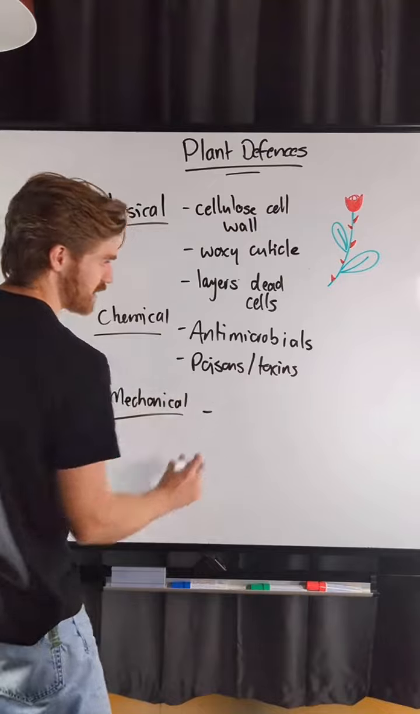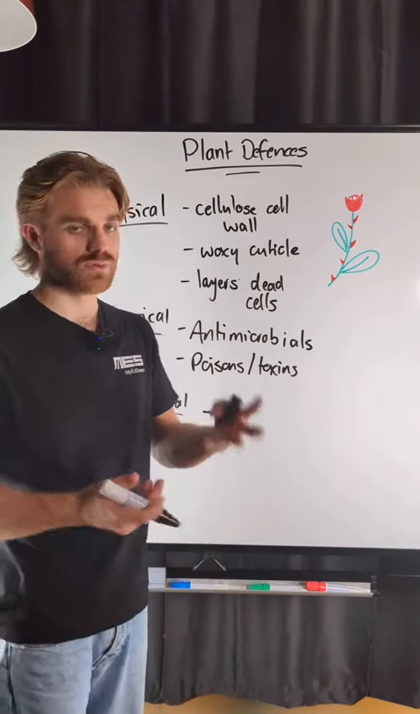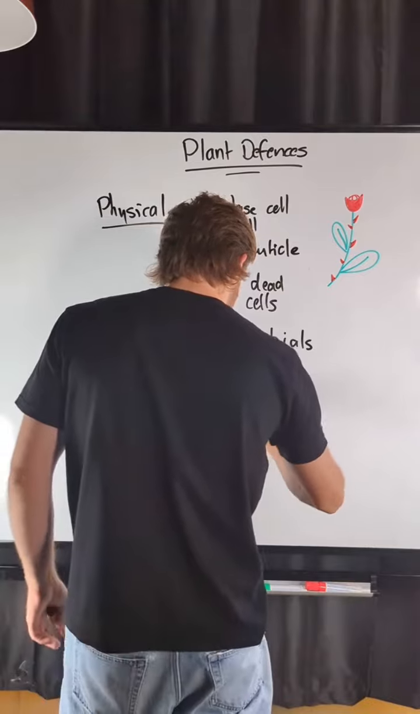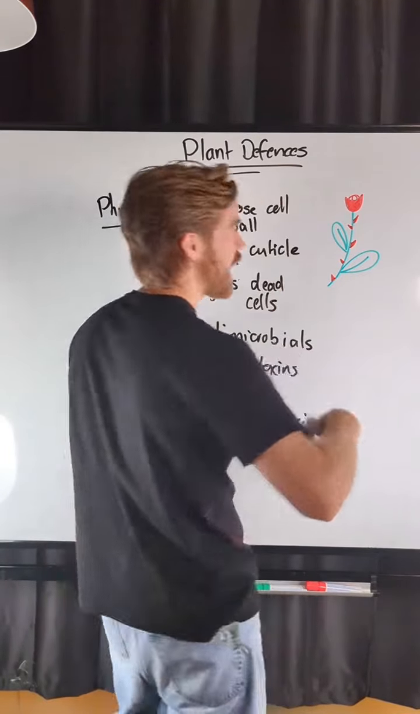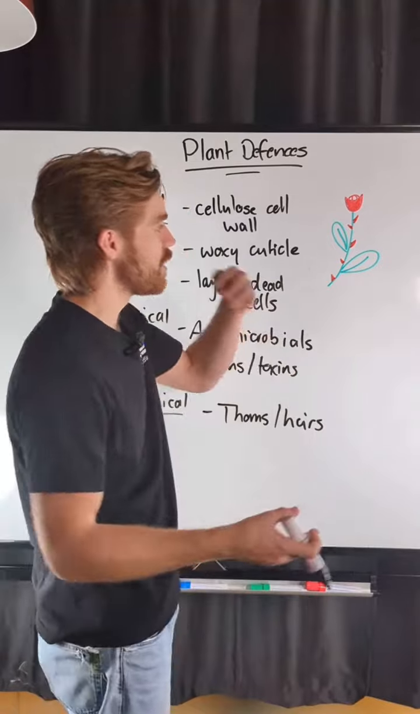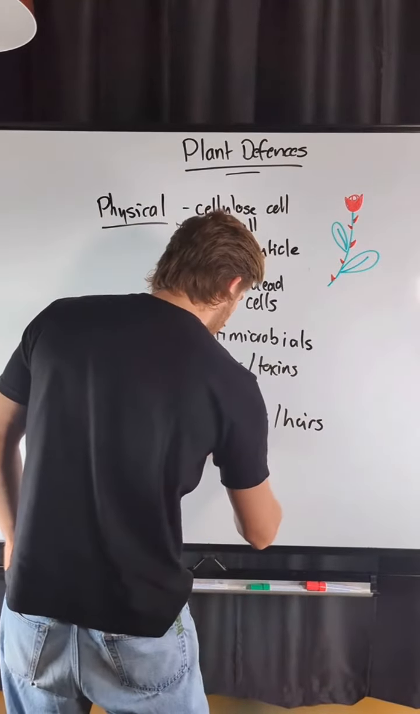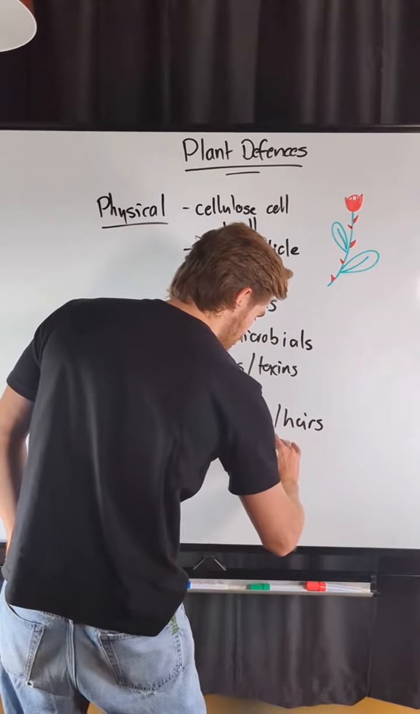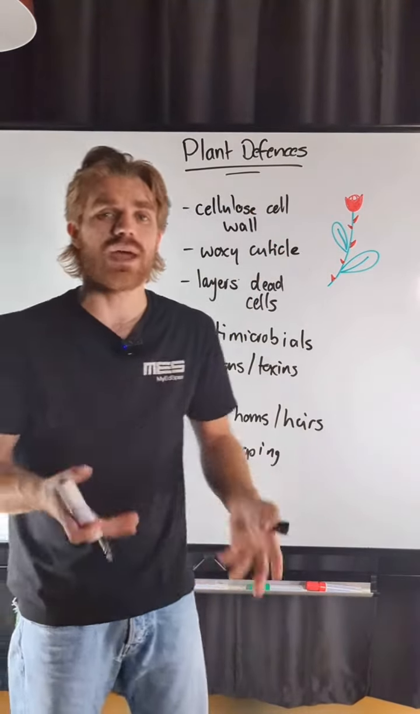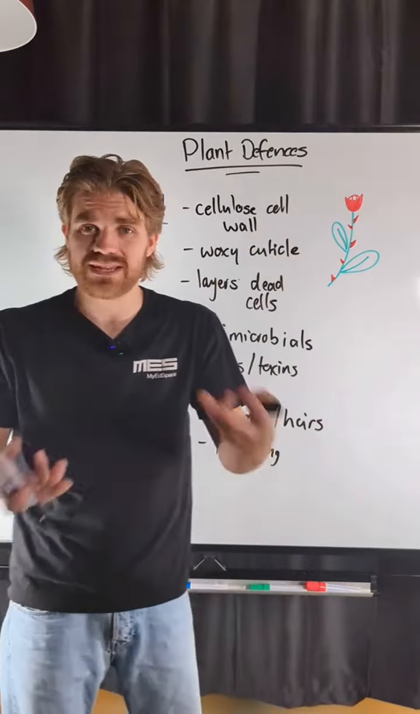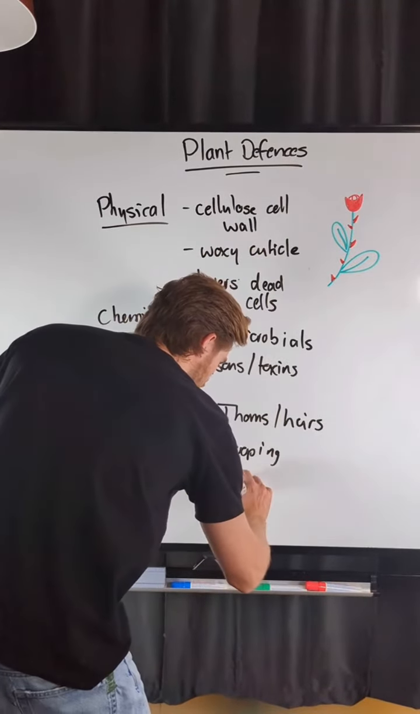Now, mechanical defenses are ways that plants can deter the animals from eating them. These could be things like thorns or hairs, which hurt the animal as they eat the plant. Or we could have things like drooping. As the animals touch the leaves, they droop and fall down, and that either scares away the animals or possibly knocks off any small insects. And finally, we have mimicry.